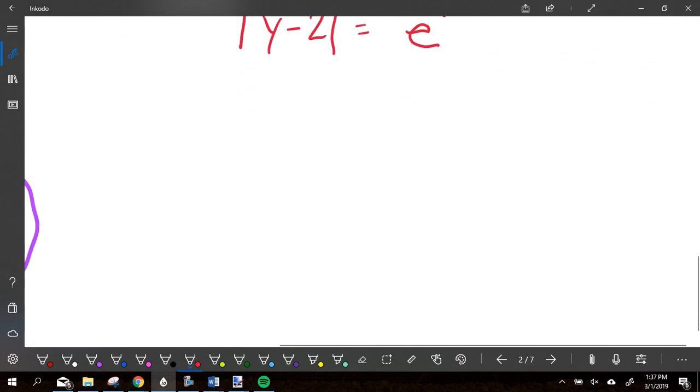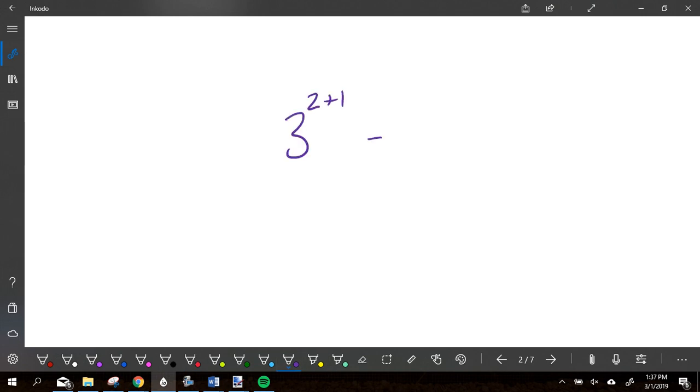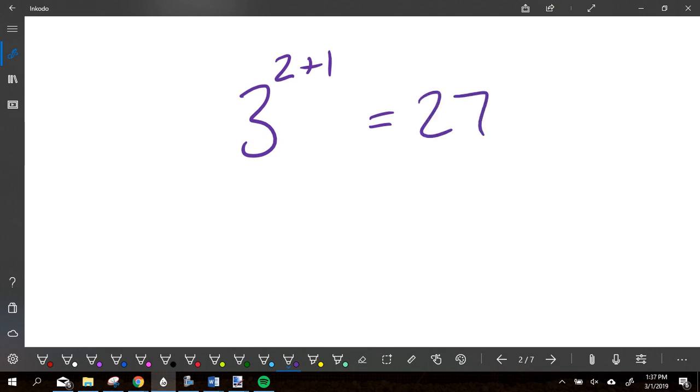So we are going off into pre-calculus world. You remember how much you used to love pre-calculus? Yeah, you totally remember this. I know you did. 3 to the 2 plus 1. What is 3 to the 2 plus 1? What would that get you? That gets you 27. What about 3 squared times 3 to the 1st? That is also 27. Those two things are the same.